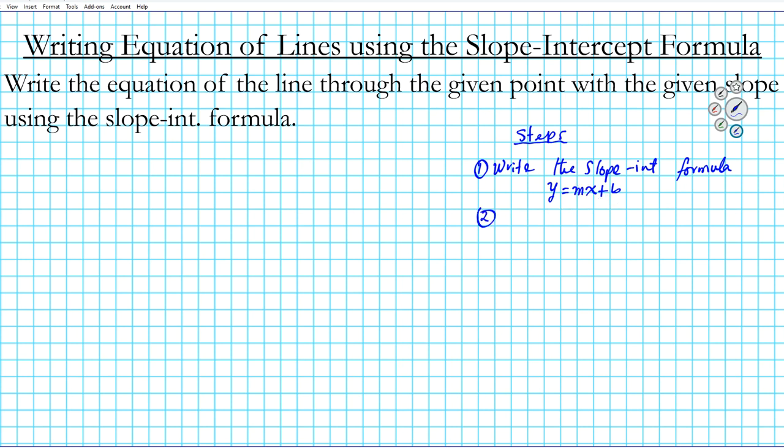And then what you do next is you label what you're given. You're going to label the x and y values, and also your slope. X, y, and m. Don't forget what m is. M is the slope. Alright, so label x, y, and m.